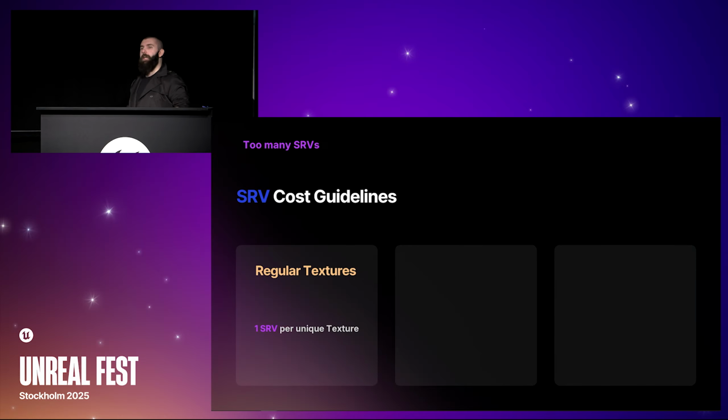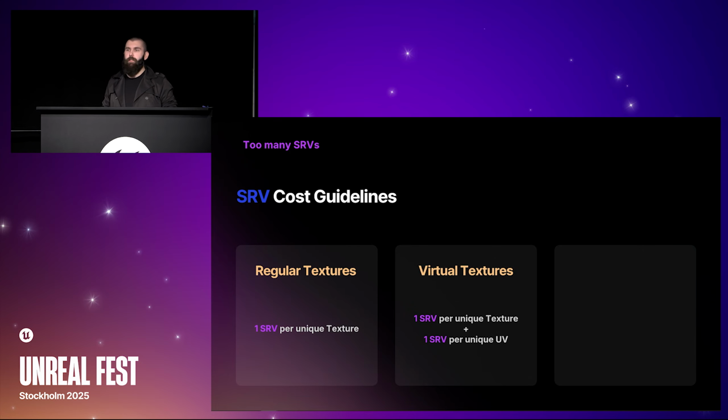The first one is for regular textures, so non-virtual textures: you will have 1 SRV per unique texture. As an example, imagine you have 1 texture that is being sampled 3 times. The first case will be with the same UVs, and the second case will be sampling 3 times but with different UVs. In both of those examples, you have 1 SRV created because you have 1 texture, no matter how many times you sample it or how many unique UVs you have.